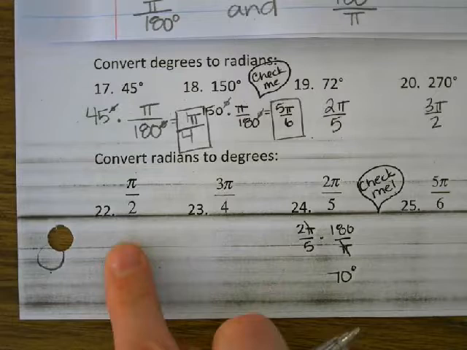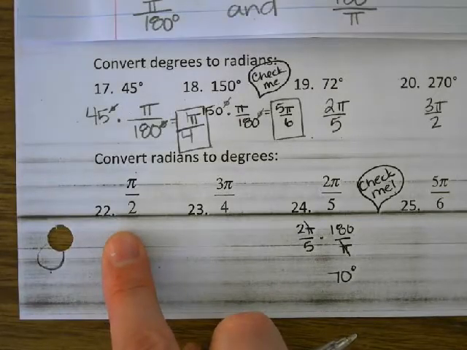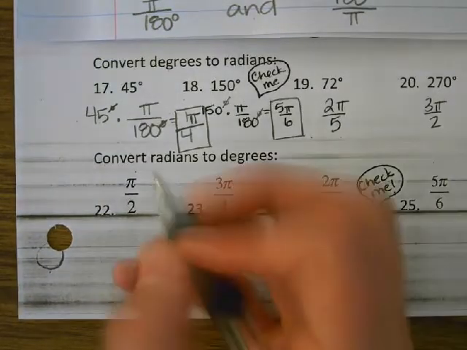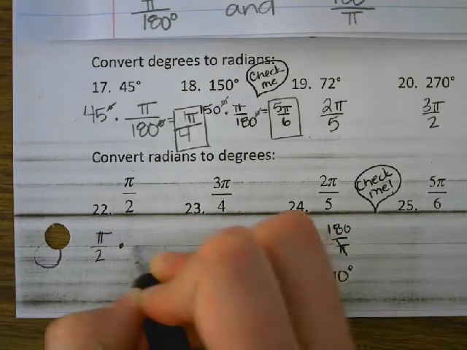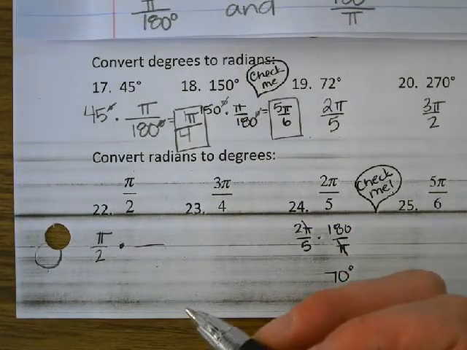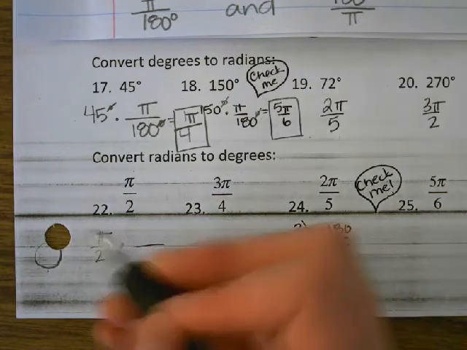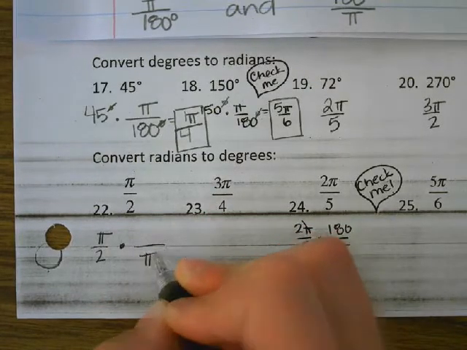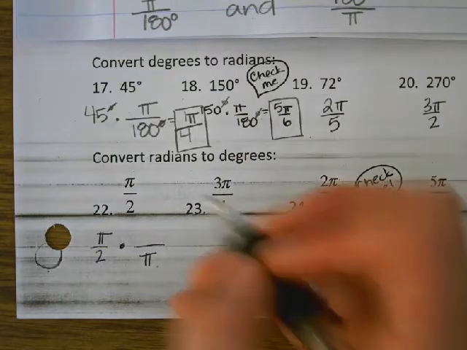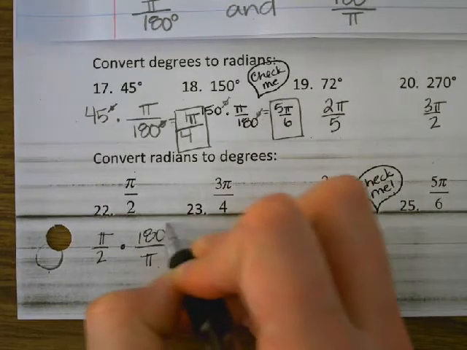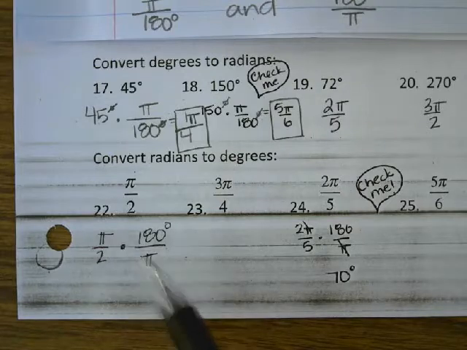All right, let's look at number 22. So I'm taking pi over 2, and it needs to be in degrees, and so what thing has to cancel out? The pi. The pi has to cancel, so I know I need a pi on the bottom. If the pi is on the bottom, what should be on the top? 180. So when I look at this one, I can see that this pi and this pi cancel.